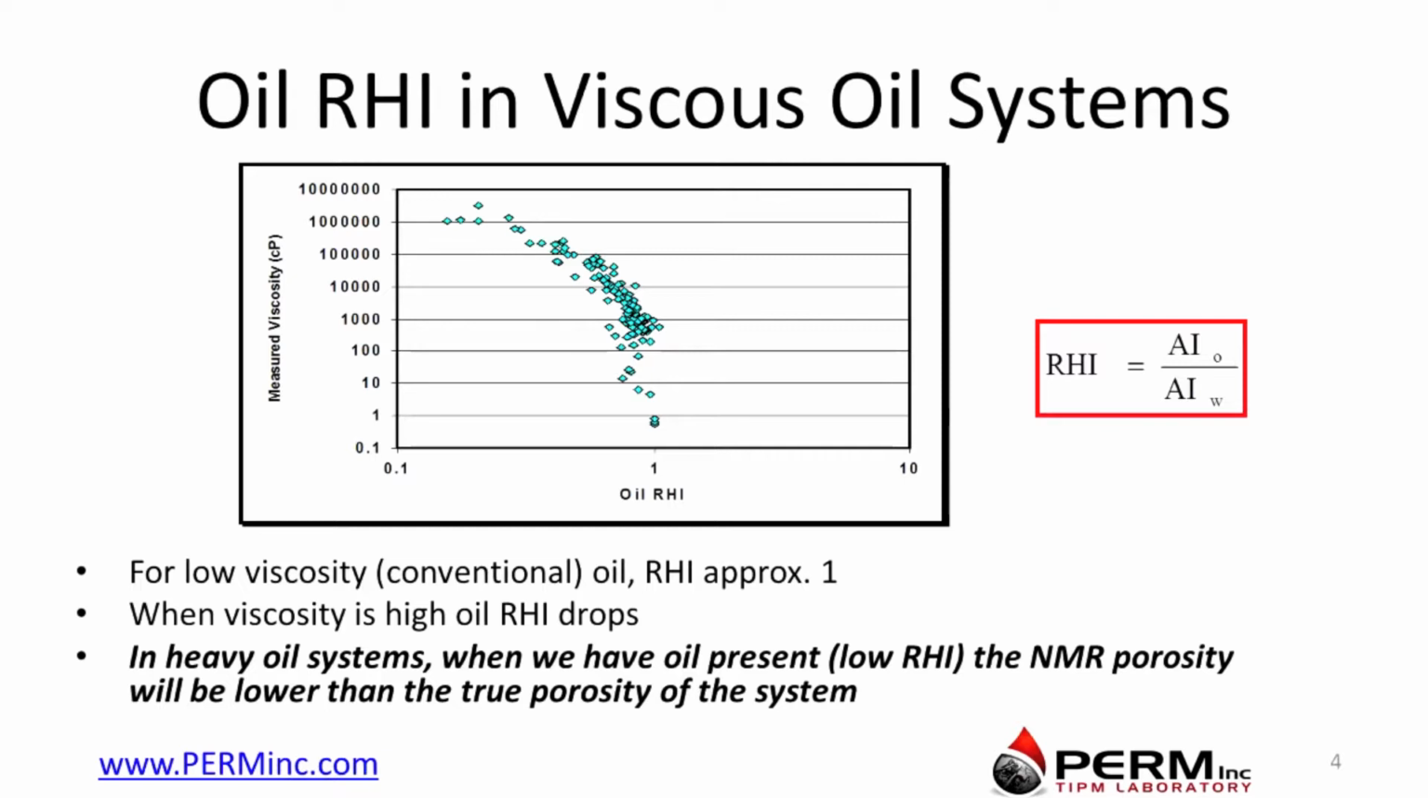Where things start to change is that when the viscosities start getting higher and higher, the NMR amplitude starts to drop off. And we'll talk about this in the next few slides, but the significance is that in a heavy oil system, whenever we have viscous oil present, the signal from this oil is less than the signal from water. In other words, if we are measuring a rock containing viscous oil and water, we're going to get an output of porosity that is less than the actual porosity of the rock.